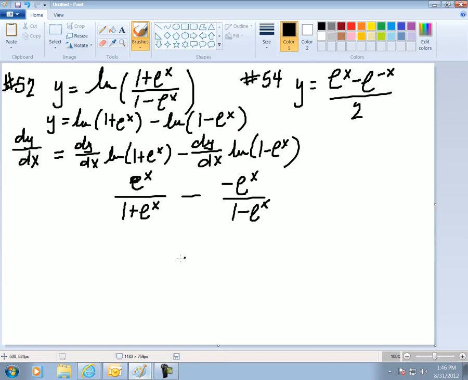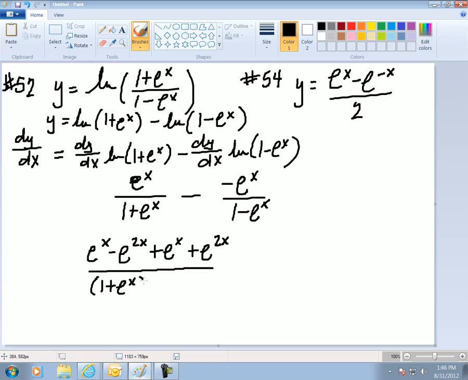And now if I want to get fancy, I can combine all this underneath a common denominator by multiplying this by 1 minus e to the x top and bottom, and multiplying this one by 1 plus e to the x top and bottom. If I do that, I end up with e to the x minus e to the 2x plus e to the x plus e to the 2x all over 1 plus e to the x 1 minus e to the x.